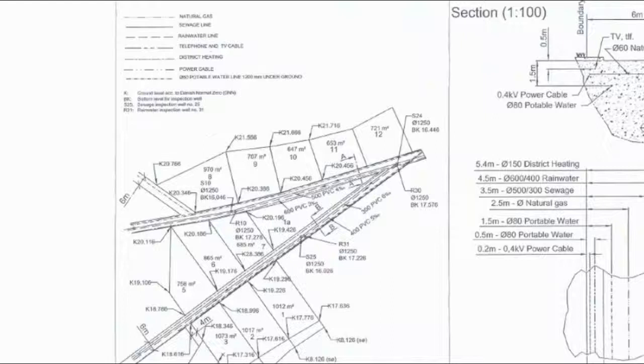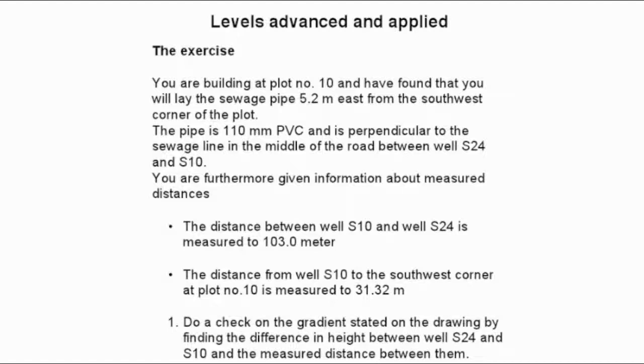Let's take a look at the plot at Utterslev Mose before we start the calculations. Here lies plot 10, here lies well S10, and here lies the bottom level of the well S10. Here lies well S24, and here lies the bottom level of well S24. Here lies the southwest corner of plot 10. Here's the road where the main sewage line runs. Let's take a look at the exercise.